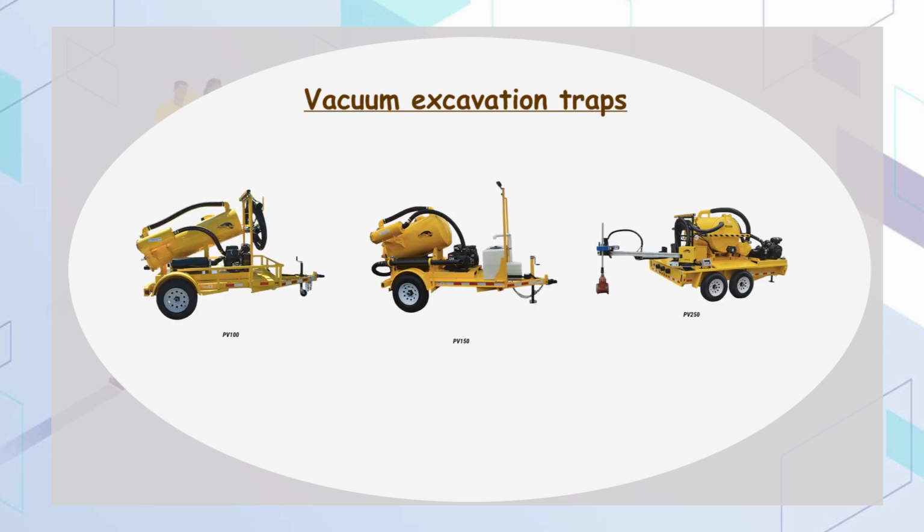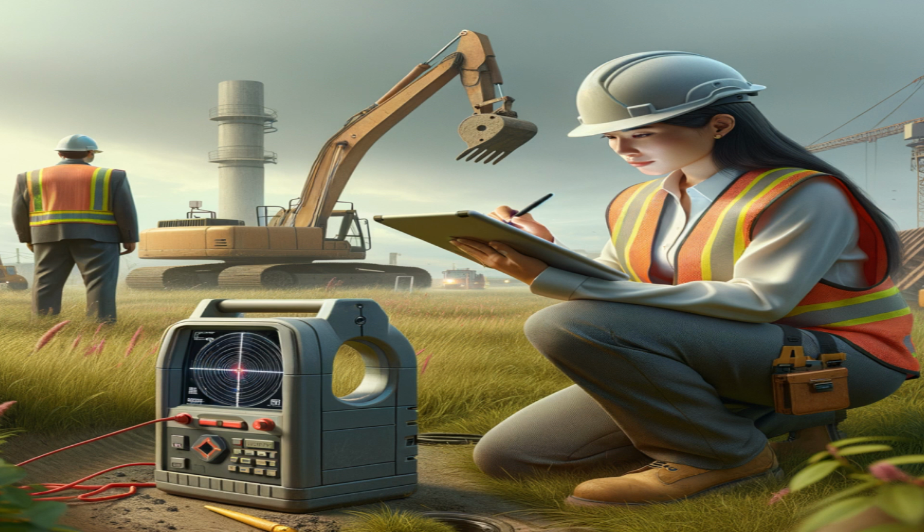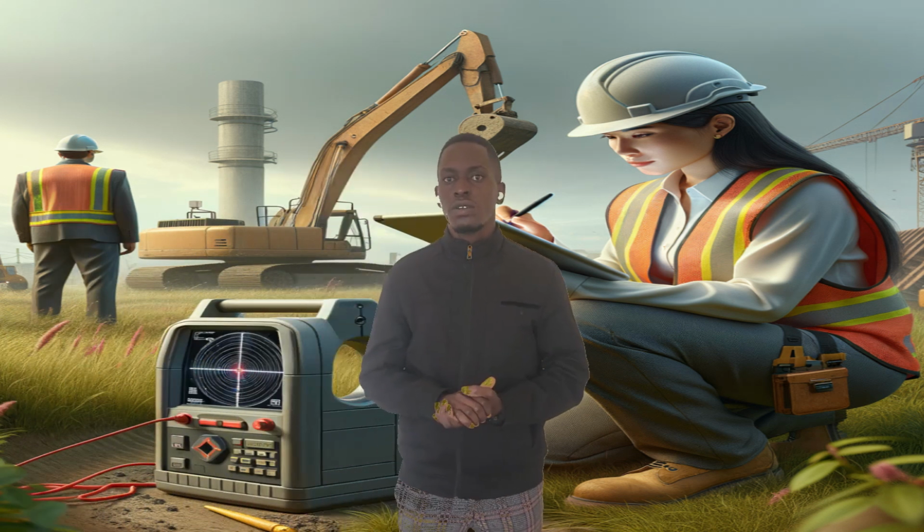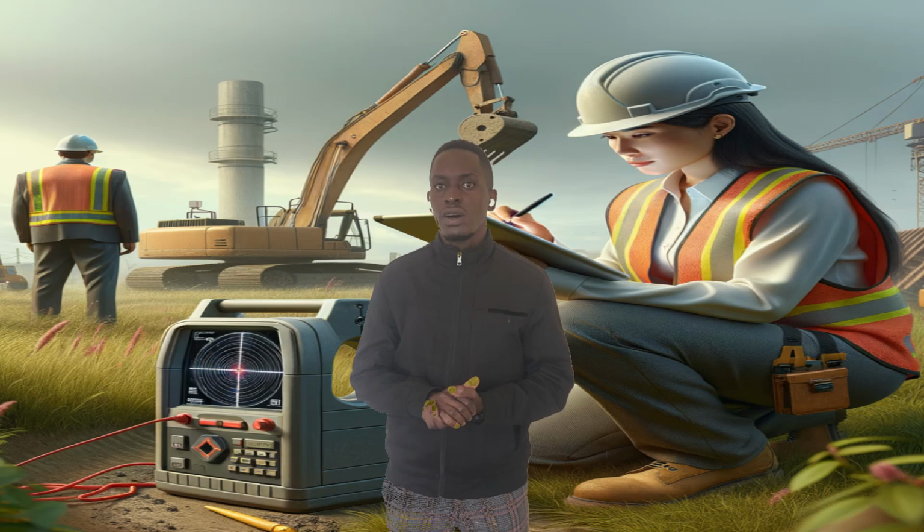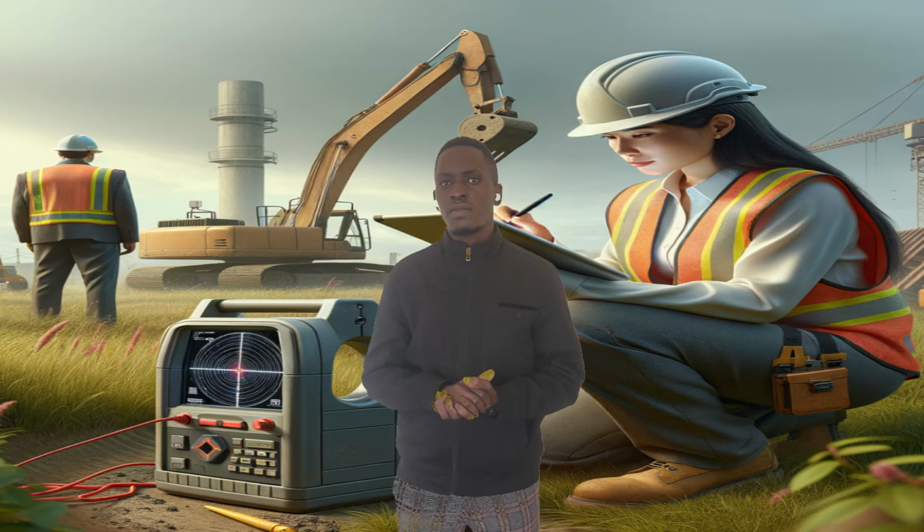4, we have vacuum excavation trucks. This is a non-destructive method for exposing underground utilities. Other tools include the augers, drill rigs, and others. In conclusion, utility surveys help us to efficiently and safely work on a construction site. This equipment helps us to accurately map and identify utility equipment. Thank you.